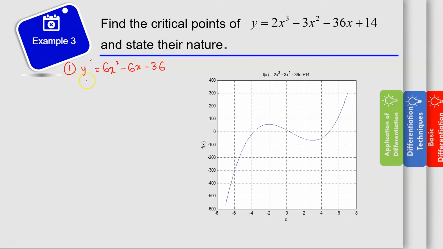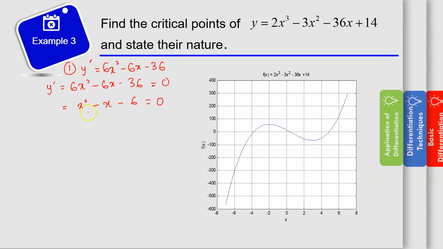And then we have to make this equation, that is our y prime, equal to 0. In this case, we have y prime equals 6x squared minus 6x minus 36 equals 0. You can see this is a quadratic function. You can solve this one by using the quadratic formula. But before that, we can simplify this function by dividing all by 6. We have x squared minus x minus 6 equals 0.